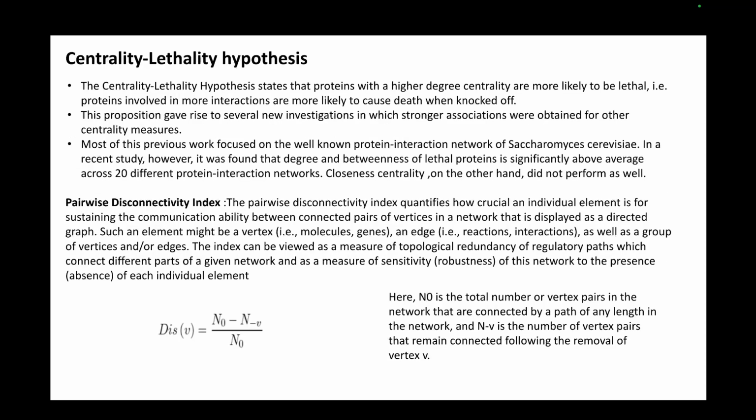This is the concept of the centrality-lethality hypothesis, which states that, in a protein network or a gene regulatory network or a protein-gene network, the nodes with higher centrality are likely to be more lethal in nature, which means if you delete that node, it is highly possible that the phenotype will be lethal and the organism will not survive.